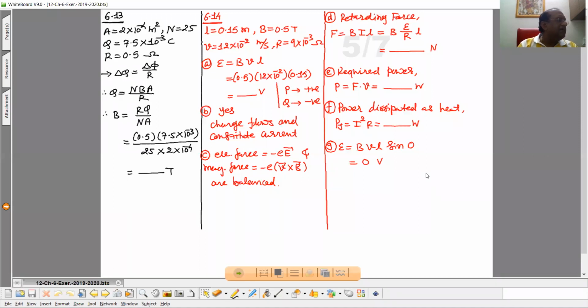Then after, question G. What is the induced EMF in the moving rod if the magnetic field is parallel to the rails instead of being perpendicular? If the field is parallel to the rod, then the induced EMF will be equal to 0. Clear?